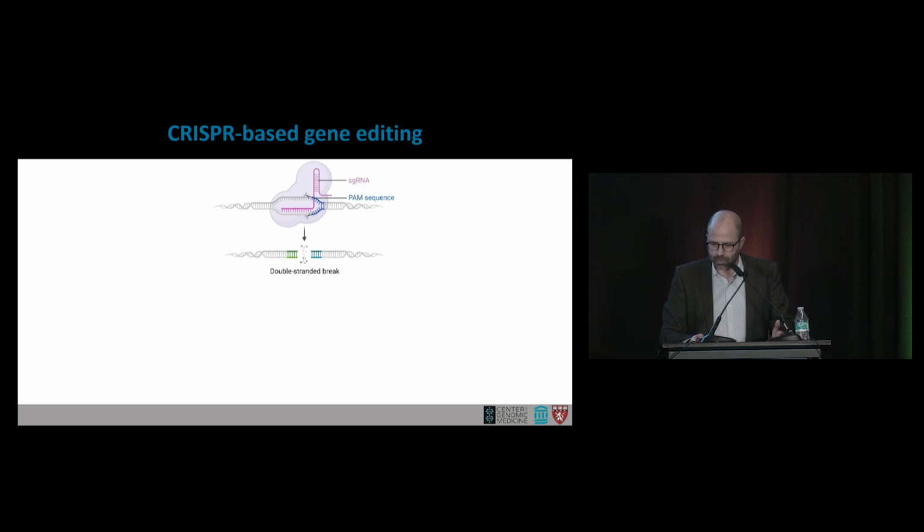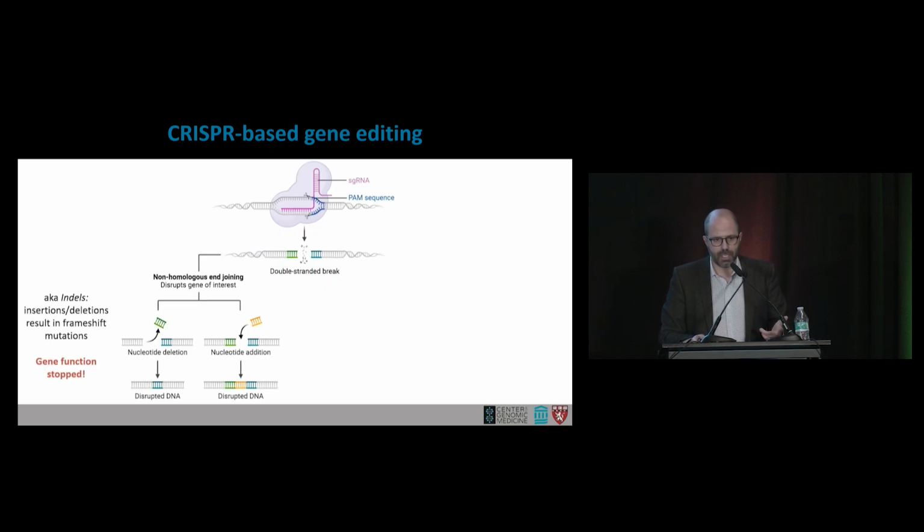If you introduce this double-stranded cut, normally cells tend to repair this by non-homologous end joining. They'll try to ligate these two loose pieces of DNA, and in the process, normally either remove a little bit of DNA or introduce a little bit of DNA, which we call indels. These normally lead to frameshift mutations, and essentially your gene stops functioning.